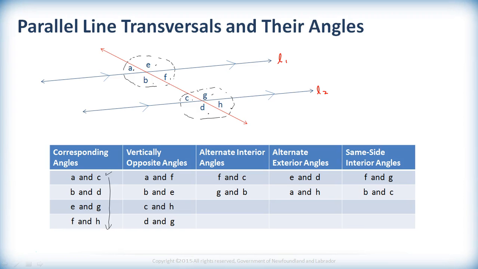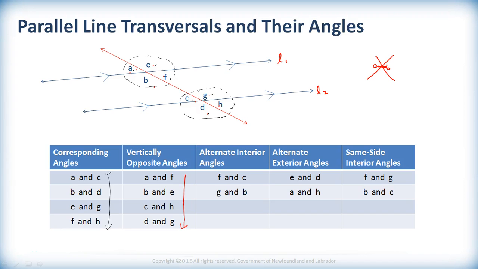Okay. So now we're going to talk about vertically opposite angles, and these are ones that we should be familiar with anyway. Vertically opposite angles don't even have to be on a transversal. If I have two angles that are across an X like that, those are called vertically opposite. Sometimes they're just called vertical angles, but your textbook says vertically opposite, so we'll go with that. So we've got pairs of vertically opposite angles here. A and F, E and B, C and H, and G and D are all pairs of vertically opposite angles.